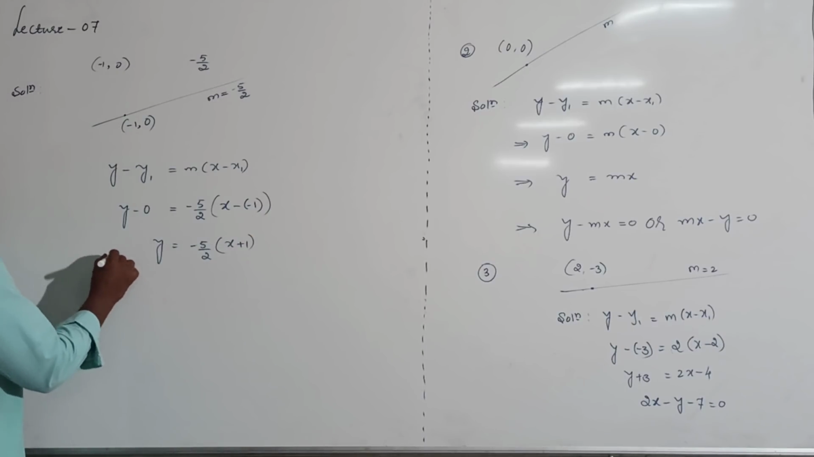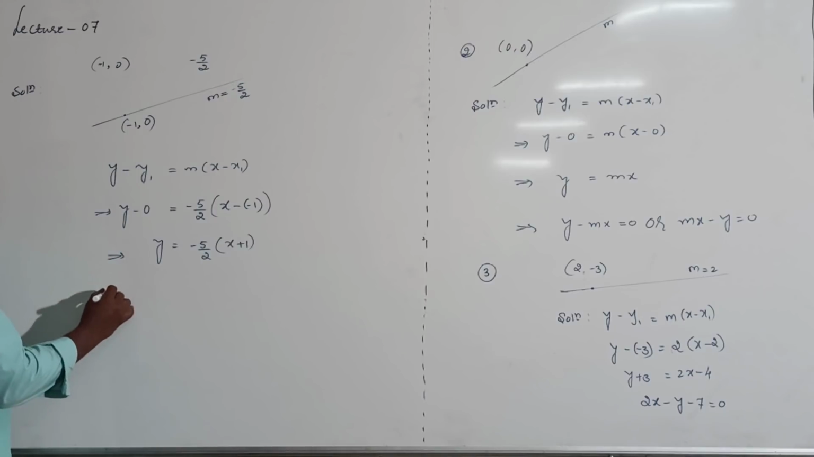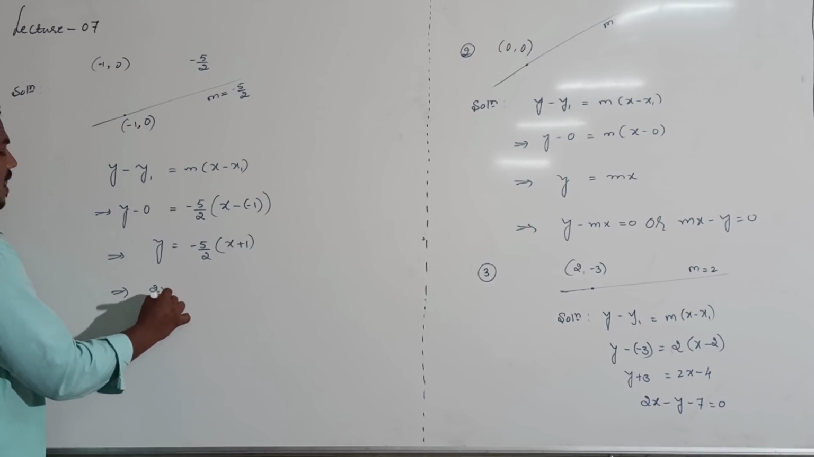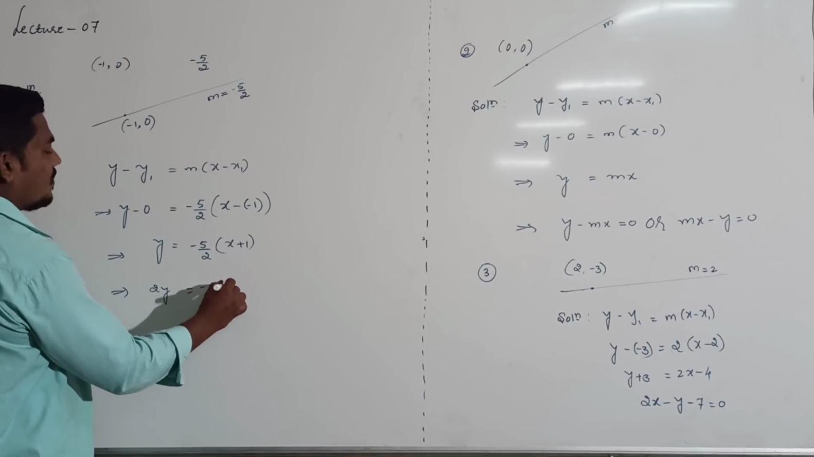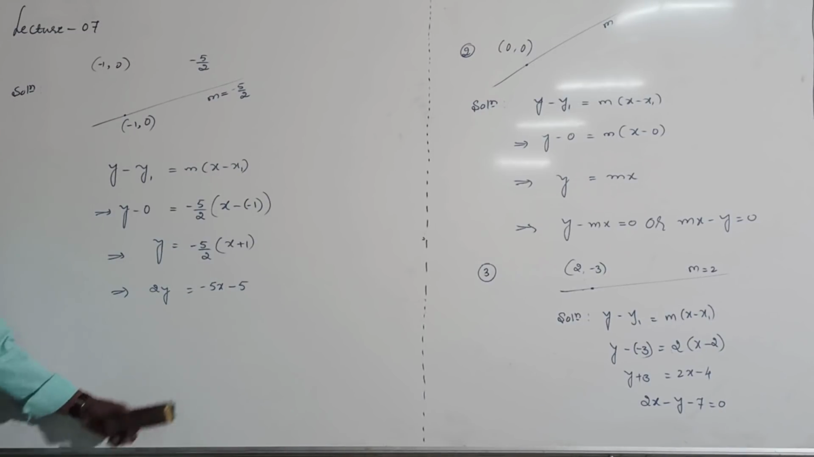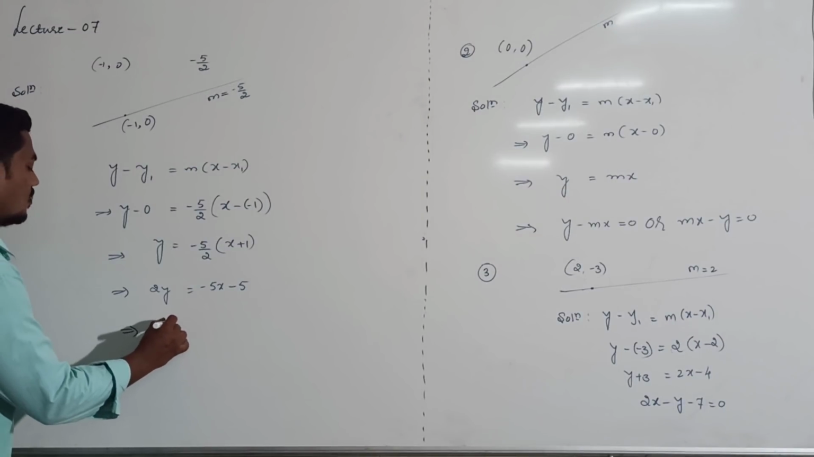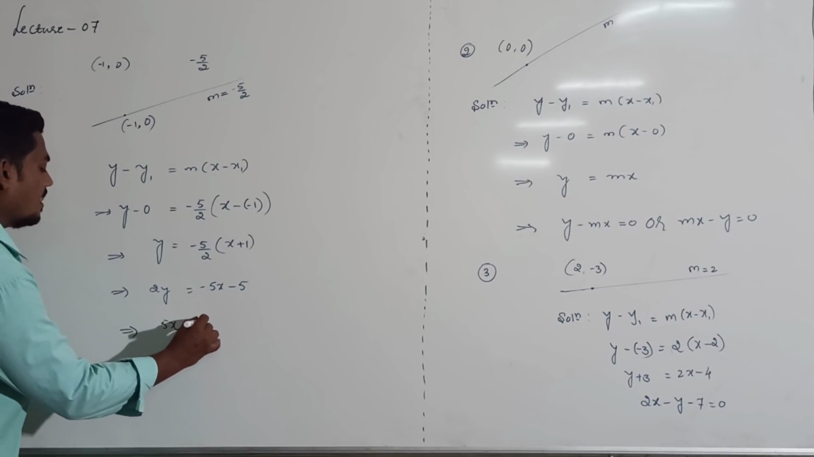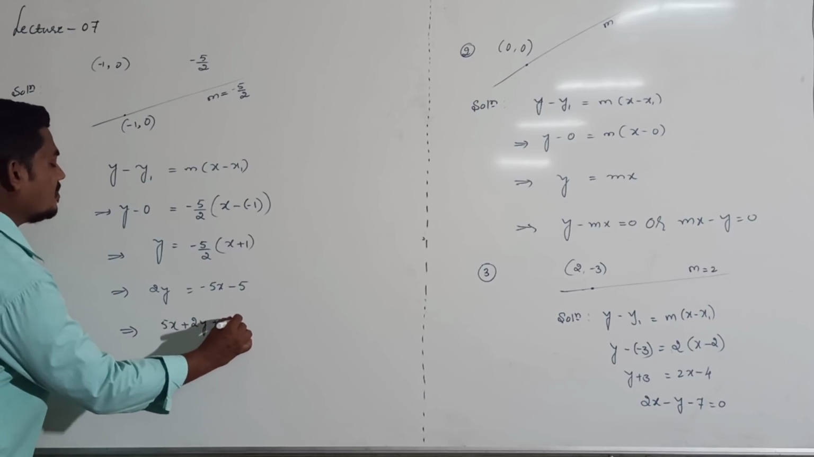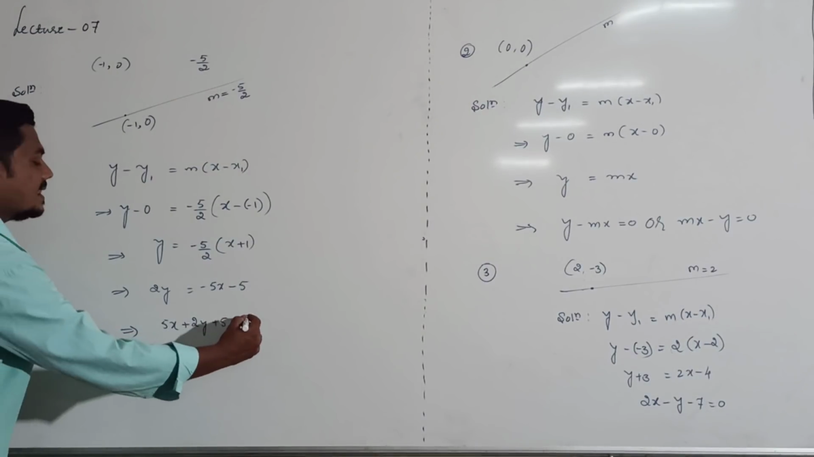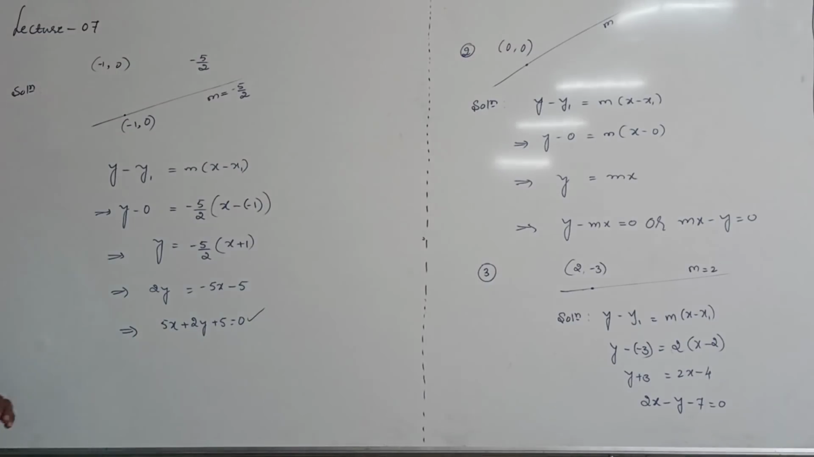Just cross multiplication. Then it will be 2y is equal to minus 5x minus 5, right? Now take these two terms into LHS, just rearrangement: 5x plus 2y plus 5 is equal to 0. This is our required equation, right?